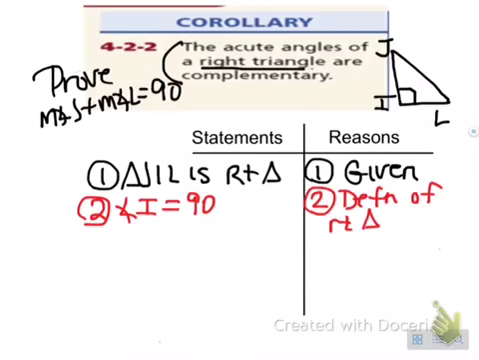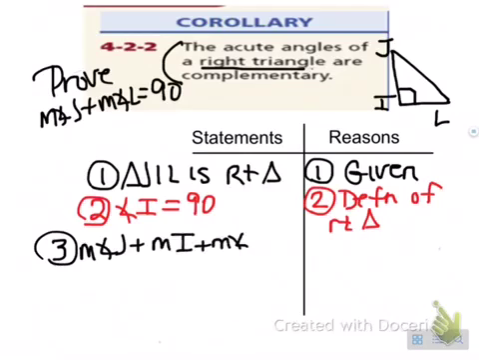All right. I know that the measures of all the angles of the triangle add up to give me 180. So I could say the measure of angle J plus the measure of angle I plus the measure of angle L equals 180. We just proved that. That's called the triangle sum theorem.